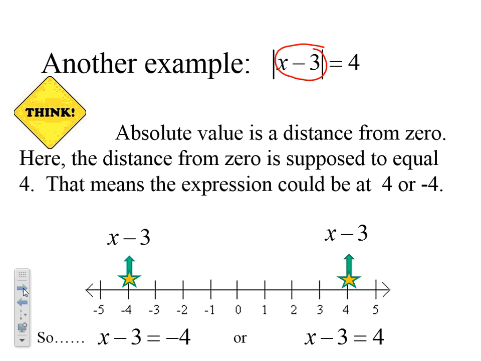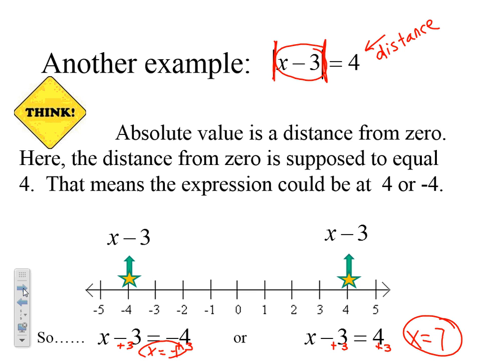Now, if I solve these two equations that I have written on the bottom here, and I add 3 and add 3, I get x equals -1, as well as x equals 7. I'm getting two solutions again. That's because there are two locations that satisfy the distance idea. That expression had to be a distance of 4 away from 0. The absolute value is describing the distance of 4 away from 0. Okay? Keep that in mind.